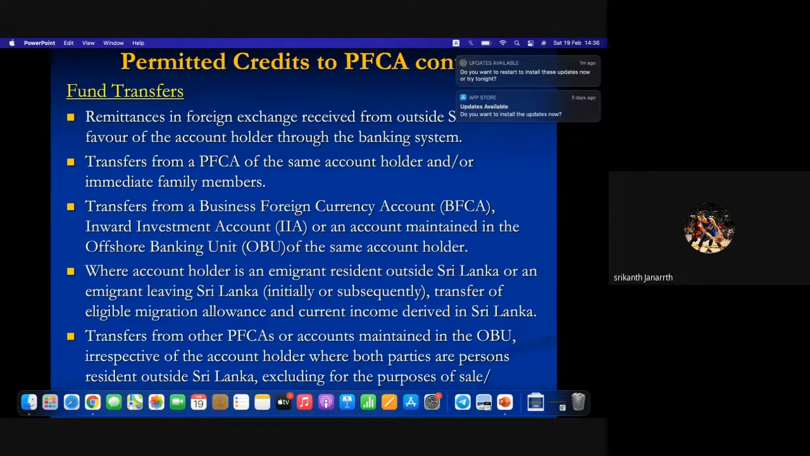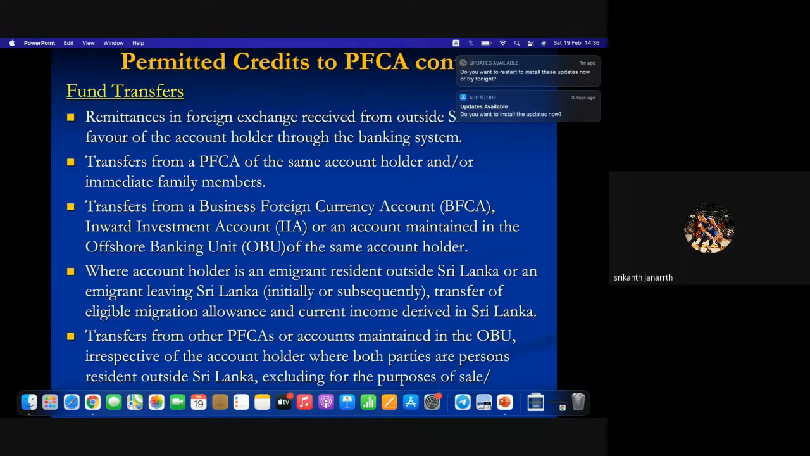So the person who has migrated or is about to migrate, whatever the migrant allowance, can send it outside. Instead of sending it outside, he can tell the bank, transfer to my PFC account. So he can get that money to his PFC as a credit. You can see where the account holder is an immigrant. That means immigrant is someone going to another country on a PR outside Sri Lanka, or leaving Sri Lanka shortly, right? Your eligible migration allowance can be transferred to your PFC account. You can do that, right?